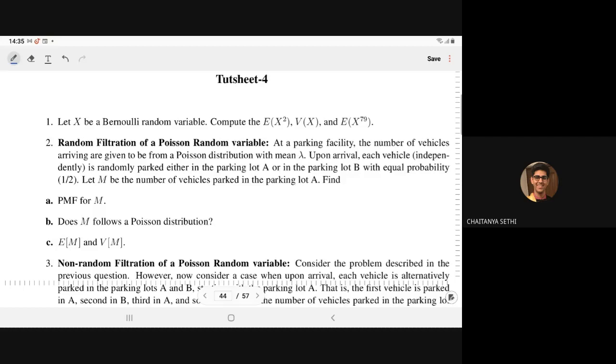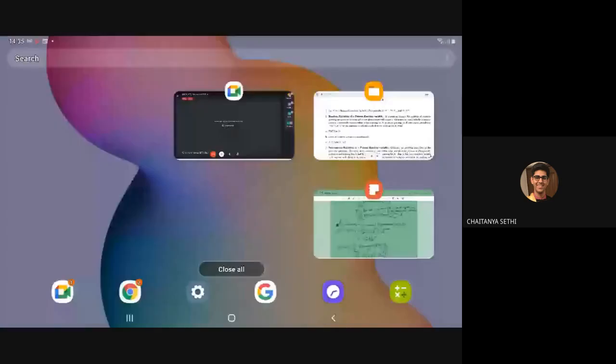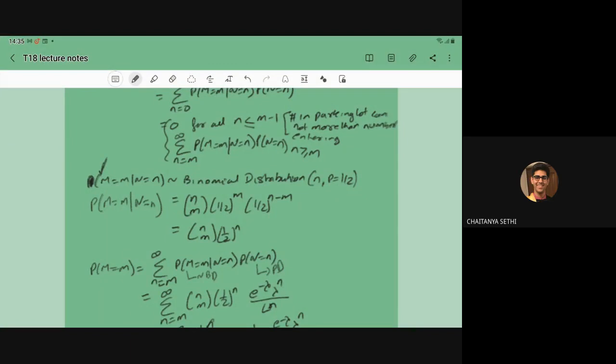Now clear what is the M, what is the capital N, why we have taken the binomial, why we have taken the Poisson distribution? Yes, sir. Understood.